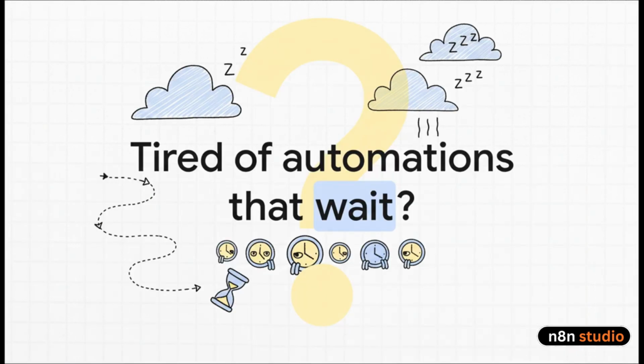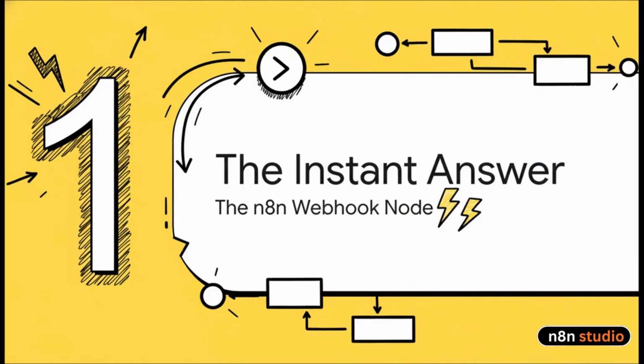So let me just ask you this straight up. Are you tired of your automations feeling, well, slow? You know the feeling, right? Well, of course there is. And this is where our hero steps in, the webhook node. See, instead of your workflow constantly polling for data, a webhook lets other apps push information to you the very second something happens. It is the simple, elegant solution to that whole waiting problem we were just talking about.